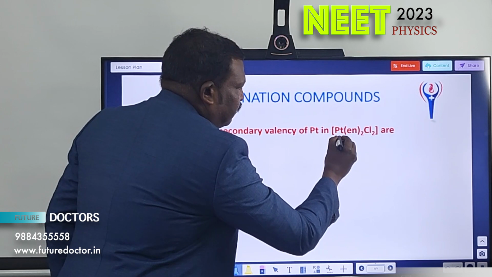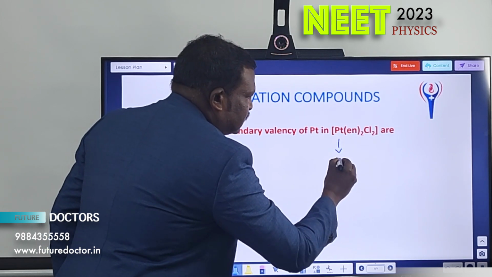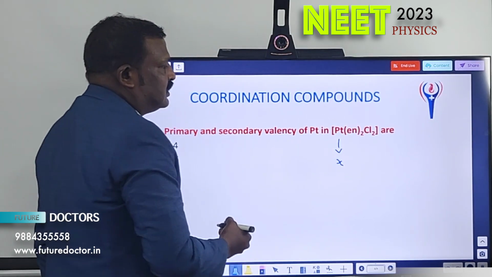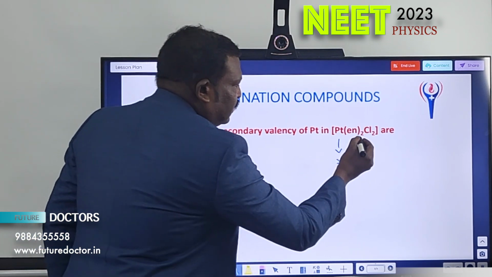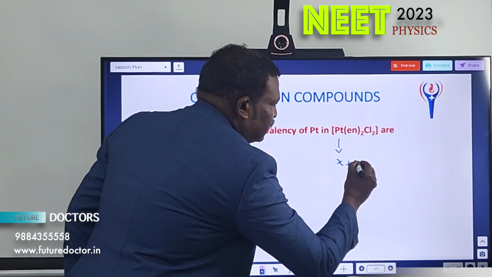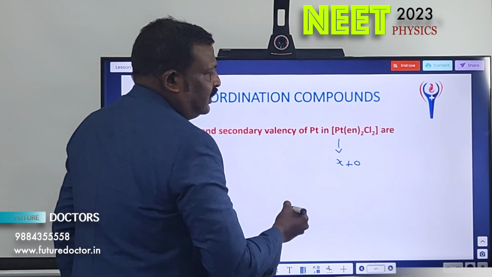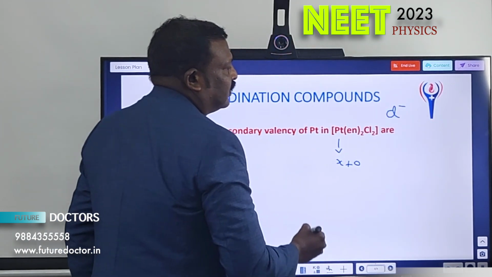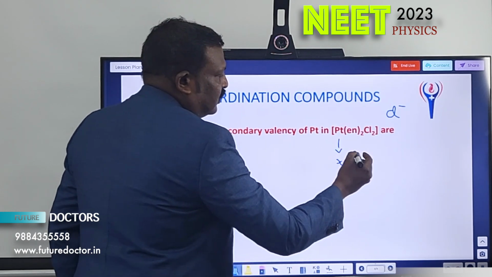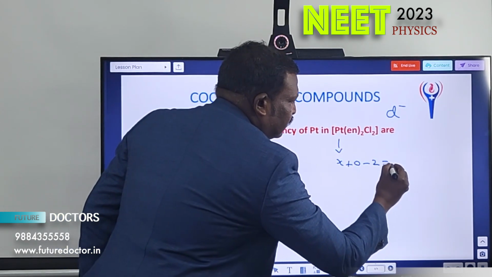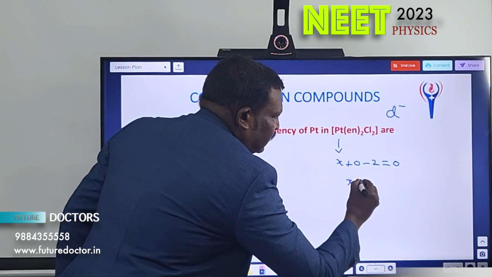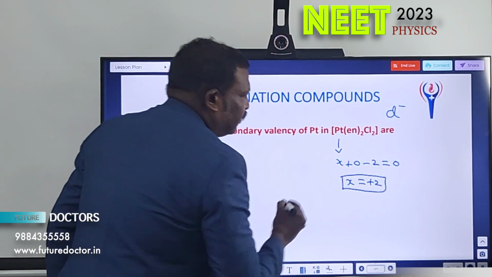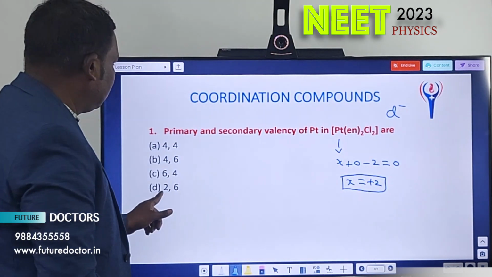So here platinum I consider as X. En is a neutral ligand, so 2 into 0, I just put 0. Chlorine is a negative ligand. For one chlorine, charge is minus. Here there are 2 chlorines, so minus 2 is equal to 0. So X is equal to plus 2. So here the primary valency is 2.